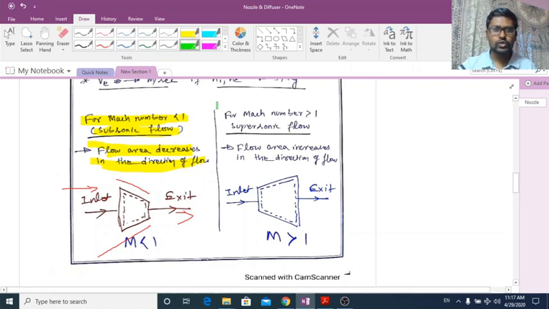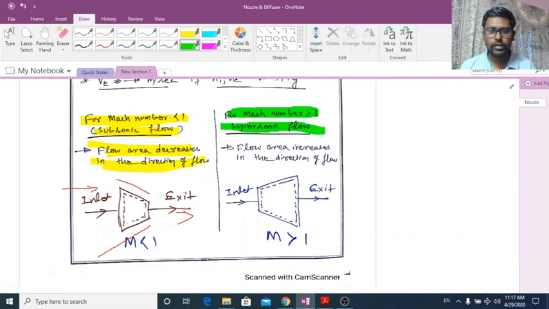If the flow is a supersonic flow, or Mach number greater than 1, then the flow area will increase in the direction of flow. If we are designing a nozzle for supersonic flow, then the flow area in the direction of flow should increase. So for supersonic flow, the flow area increases in the direction of flow, and here you will see this is for the Mach number greater than 1. This is the inlet here, this is the exit here, and the flow area is gradually increasing.